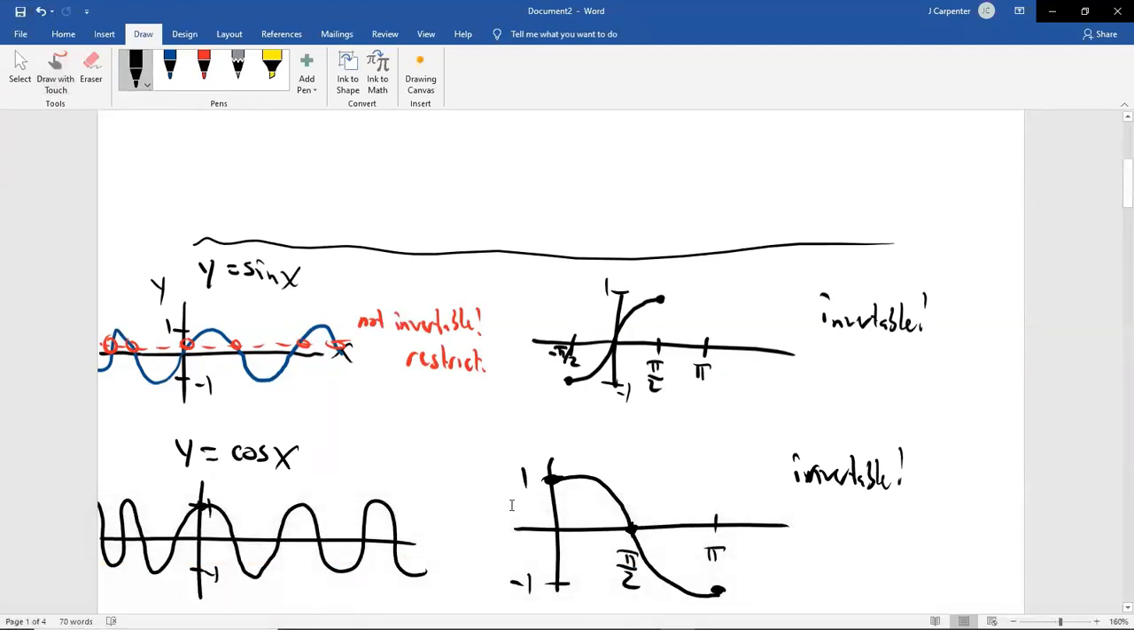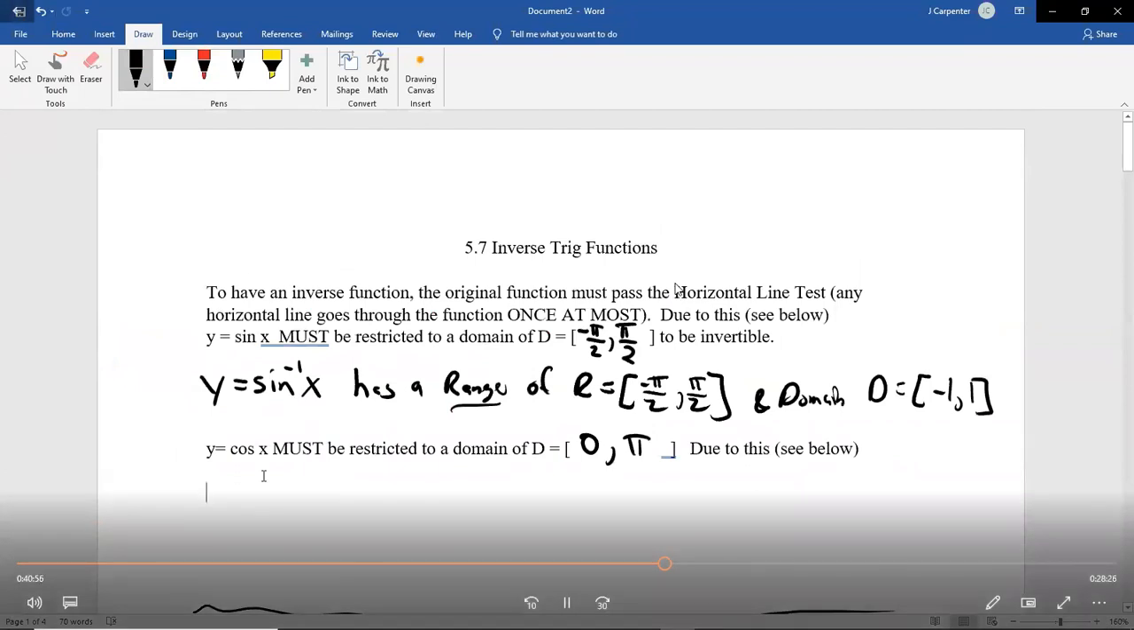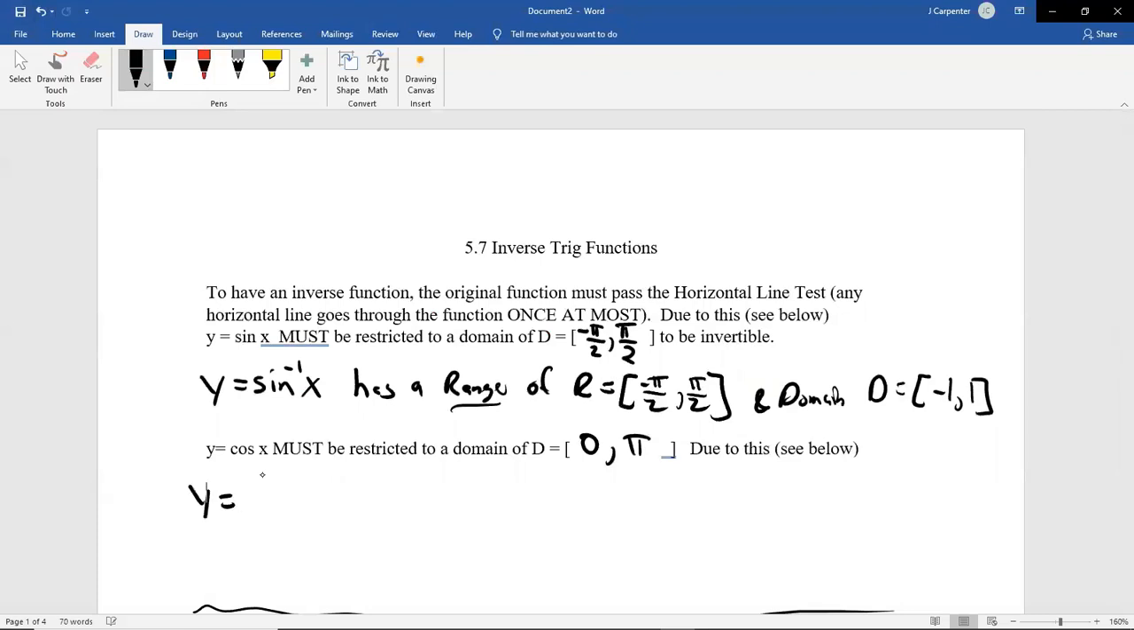Same idea. Because the cosine is bound with a range of -1 to 1, that means the inverse cosine would have a domain of -1 to 1. And we've already established that since the domain of cosine is from 0 to pi, the range of the inverse function would be that. So y equals cosine inverse of x has a range of 0 to pi. And again, that is because the domain of cosine is 0 to pi.